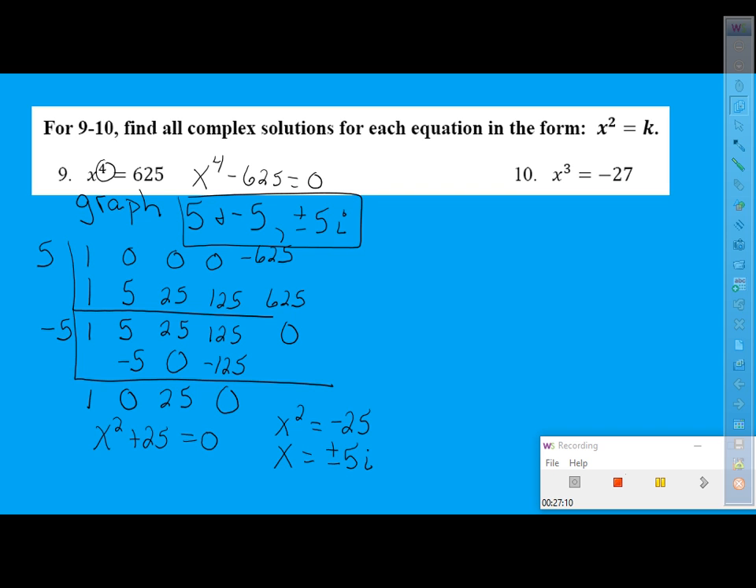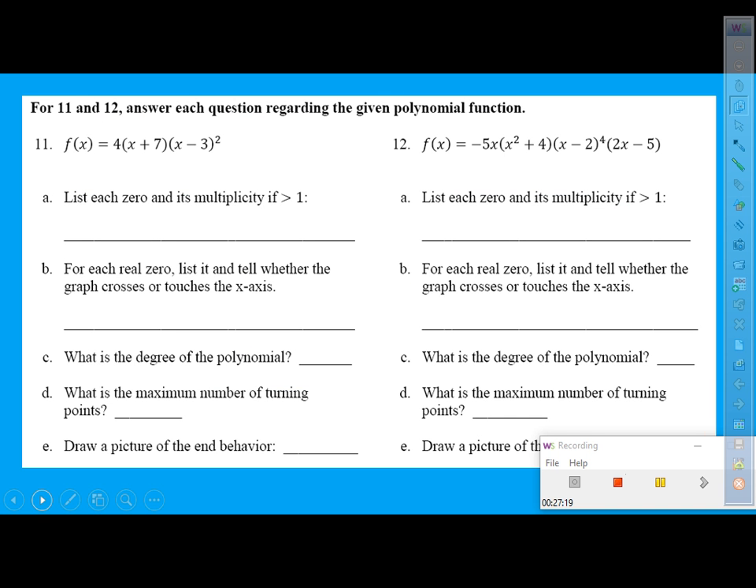Number 11 and number 12 is just some review I'm going to touch on real fast, and I'm going to be done. So flip down to your number 11 real fast, guys. We almost got this thing done. For 11 and 12, it says, answer each question regarding the given polynomial function. These will go by a lot quicker. List each 0 and its multiplicity if greater than 1.